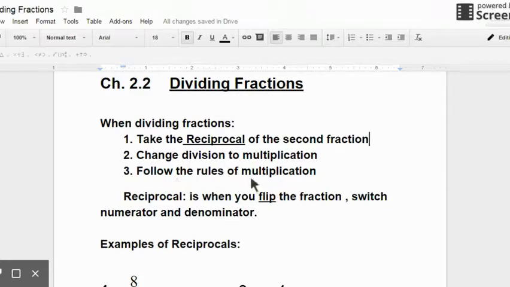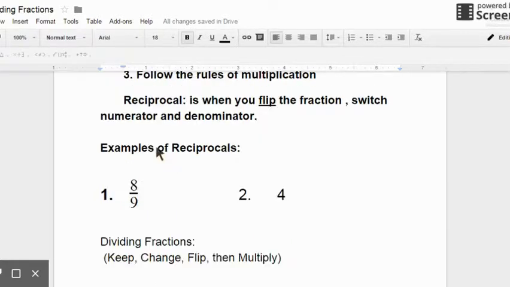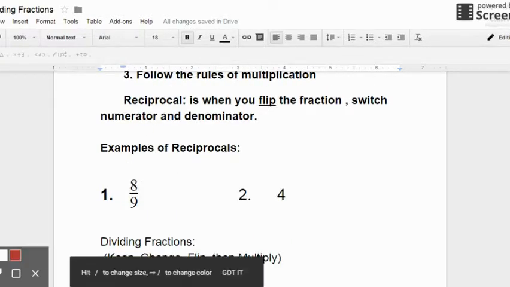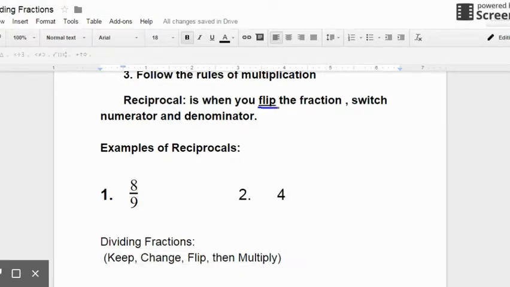So we're pretty much going to do the same thing you did yesterday, with the two additional rules up here with step one and step two. So we need to understand what the reciprocal is, so let's talk about that first. A reciprocal is when we flip or switch the numerator and denominator around. We're going to switch their places.